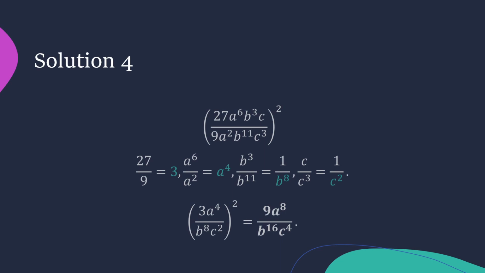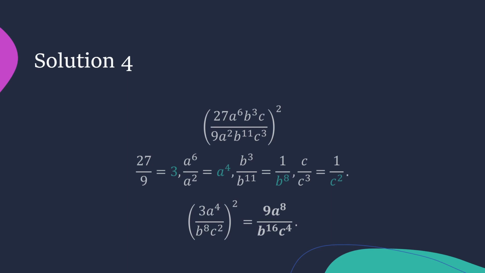And for problem 4, this is the kind of algebra problem you probably see in class more. A good way to approach it is, because there are a lot of variables, to look at each term separately. For the integer coefficients, we have 27 divided by 9, that's just 3. For the a terms, we have a to the 6th divided by a squared, or a to the 4th. For the b terms, we have b cubed over b to the 11, which is b to the negative 8, but 1 over b to the 8 is a little easier to look at. And c over c cubed is 1 over c squared.